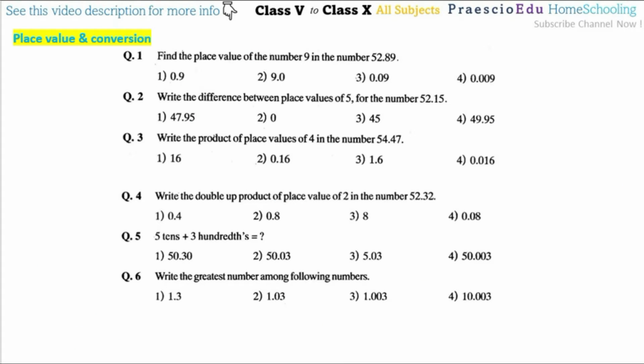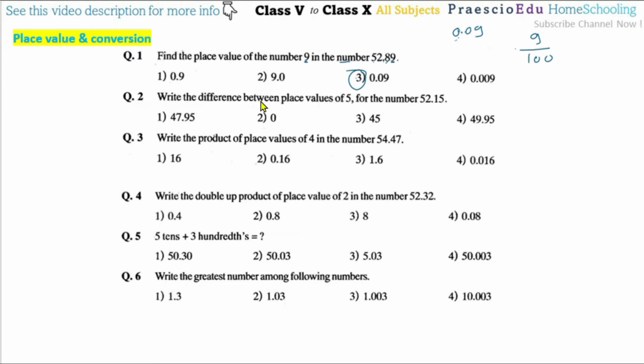Now for the place value and the conversion, question number 1: find the place value of the number 9 in the number 52.89. Now 9 is here, means this is the tenths, and this then the hundredths. Now 0.09, this is the place value, or we can say 9 divided by 100. This is the same; this is the decimal fraction, and this is in decimal. So this is the place value of this 9 in this number, and this is given in option number 3.